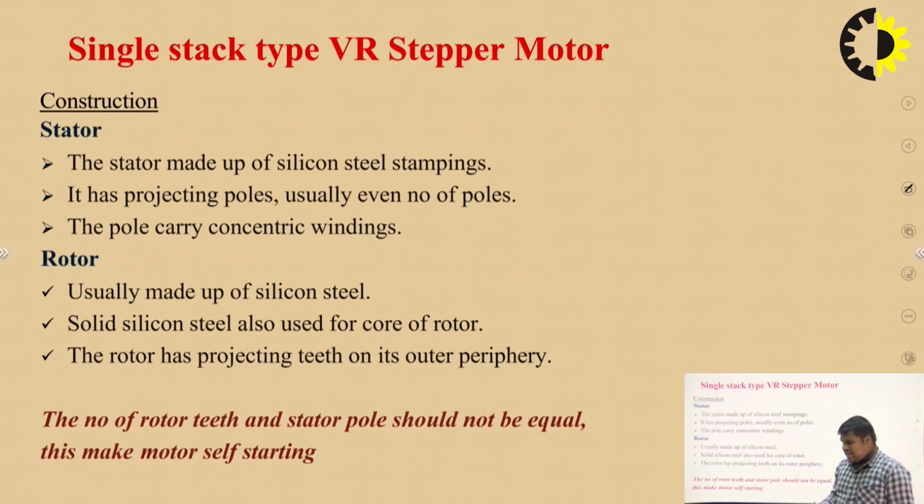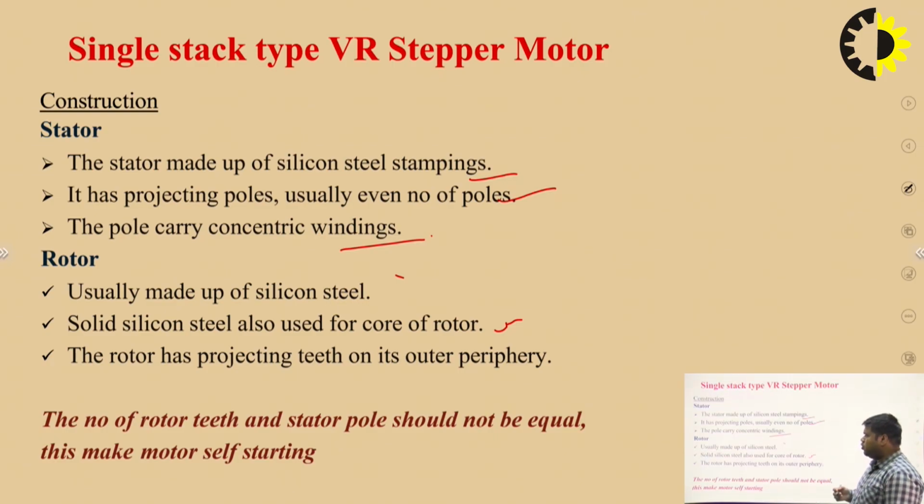If we see the construction of the single stack variable reluctance type stepper motor, it has two parts. The first one is the stator and the second one is the rotor. The stator is made up of silicon steel stampings, and it has projecting poles, usually an even number of poles in its construction. The poles carry concentrated windings on the structure.